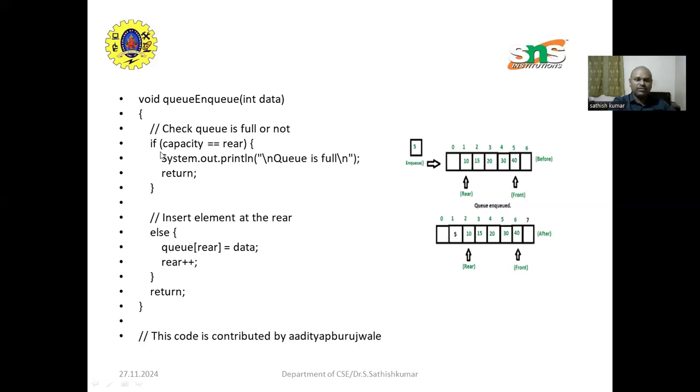Likewise, if capacity equals rear, the system prints that the queue is full. Else, queue of rear equals data, rear plus plus. So the data will be stored in queue of rear, and the rear will be incremented. Additionally, it will be stored. So this is the queue NQ.